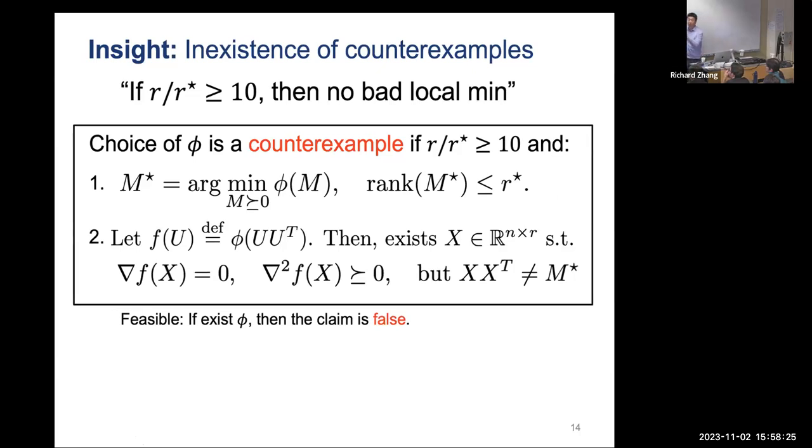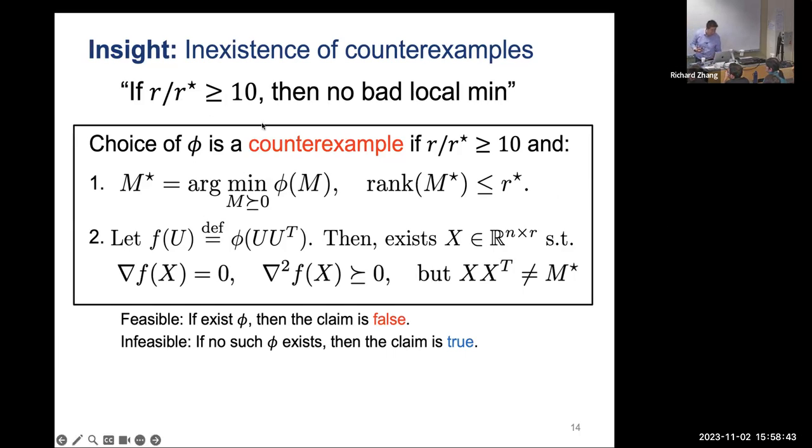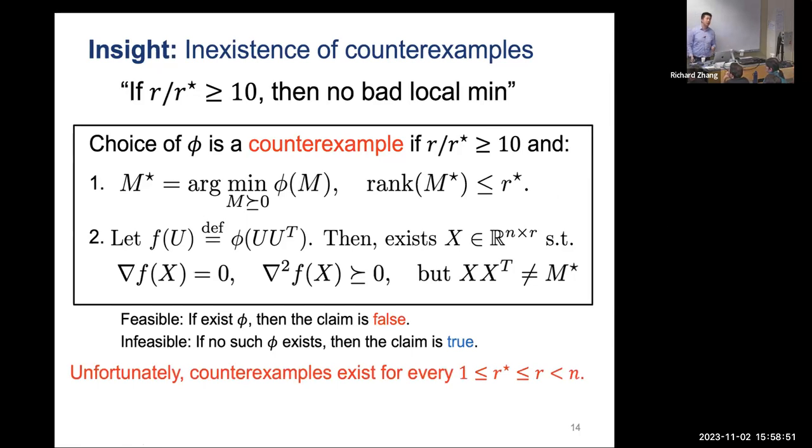But my hope is that if you can't find a counterexample, then you have to accept my claim is true. That's the basic argument for proving something like this: look for a counterexample, and if you can't find one, then you have to accept my statement is true. The statement that the community in general hoped, that overparameterization would be enough, is false. Counterexamples always exist. In fact, a counterexample exists for every value of r less than n, so even r equal to n minus 1. I can find you a counterexample in which you hoped that overparameterization would eliminate local min, but it has a local min. That's very disappointing.